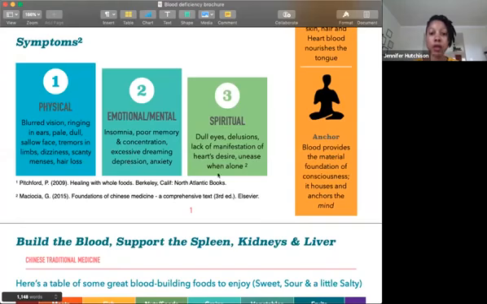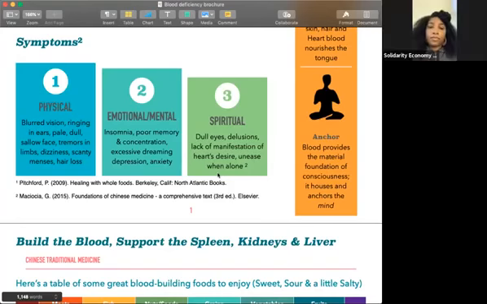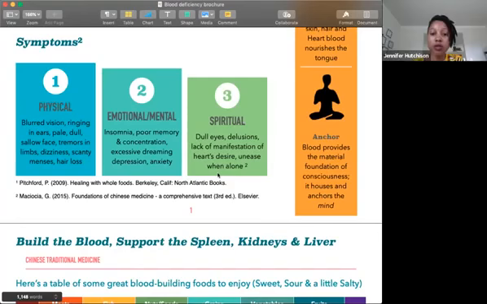And then spiritual things, dull eyes, delusions. Dull eyes just means not having what we call shen in Chinese medicine, S-H-E-N, and not having this brightness to your eyes, kind of having that sallowness in your eyes. Delusions, lack of manifestation of your heart's desire, unease when you're alone.